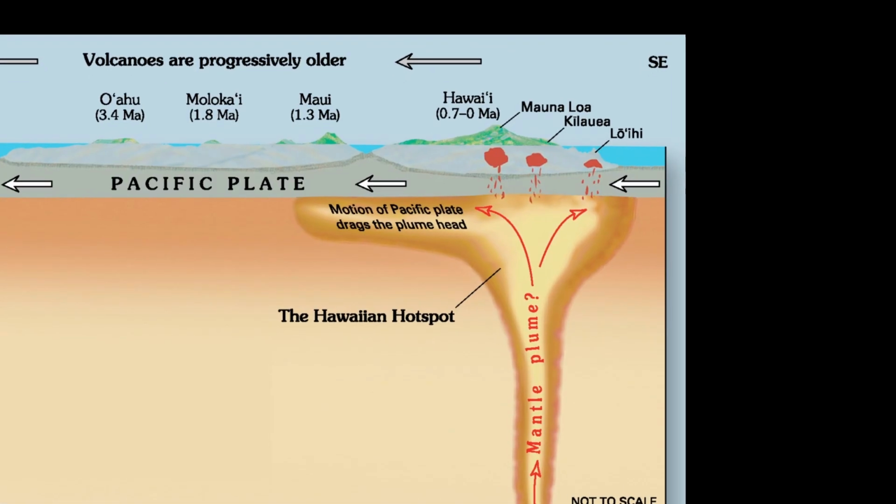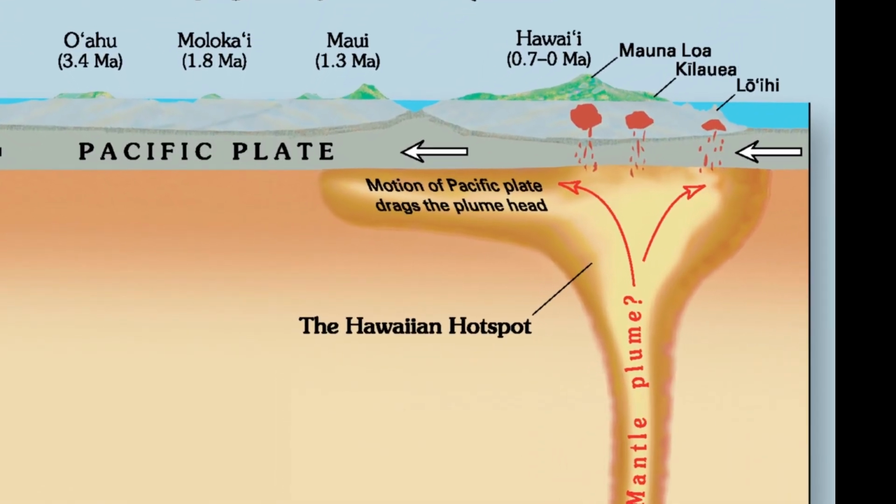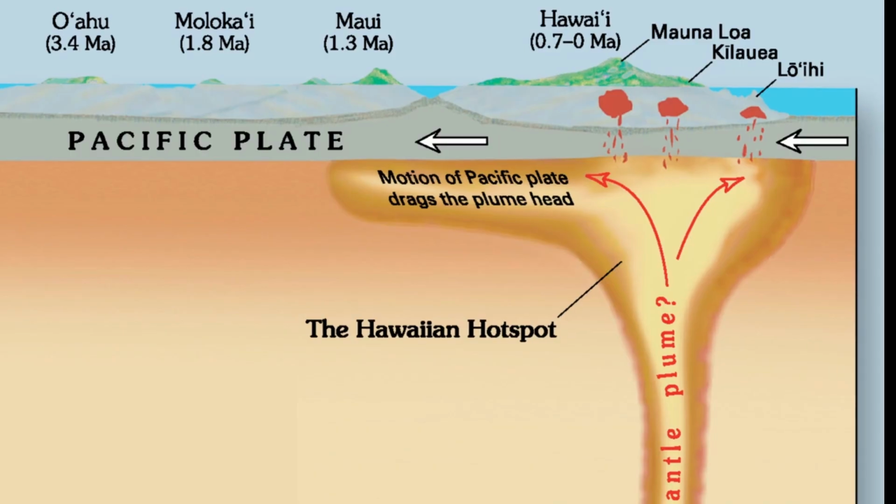And it's moving over a hot spot. So if you look a little closer here, you can see there's a hot spot that comes up through the mantle, and that's how all of the Hawaiian Islands were created, by this plate moving across the hot spot. It's still active now. Kilauea is the most active volcano in the world.